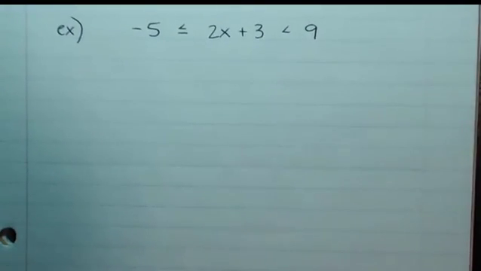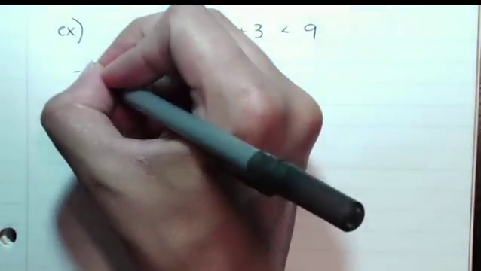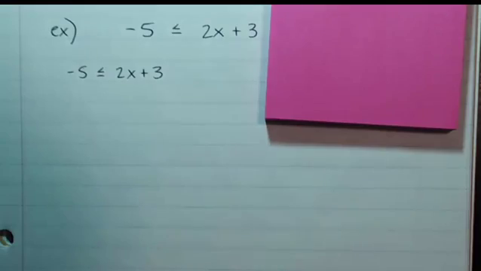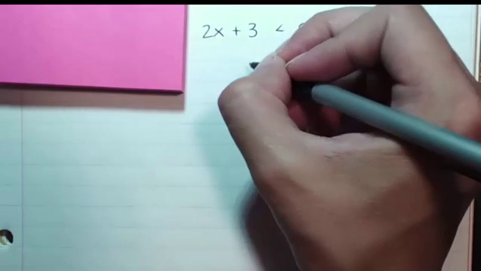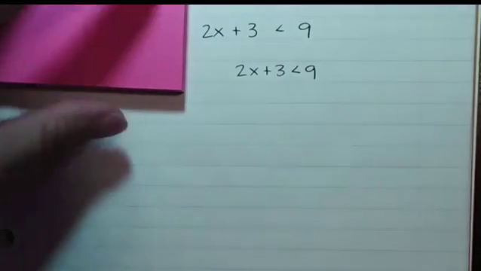Go ahead and work with your neighbor closest to you. I want you to solve it and I want you to graph it. Okay, so my two inequalities that I'm going to rewrite: in this case it'd be negative 5 is less than or equal to 2x plus 3, because again I just covered up the left or the right side. And then my other one, I'm covering up the left side, so I'm left with 2x plus 3 is less than 9.